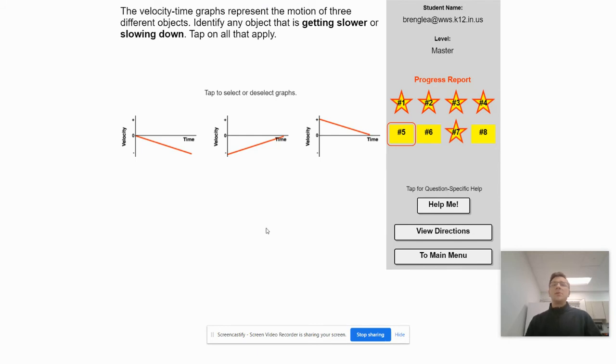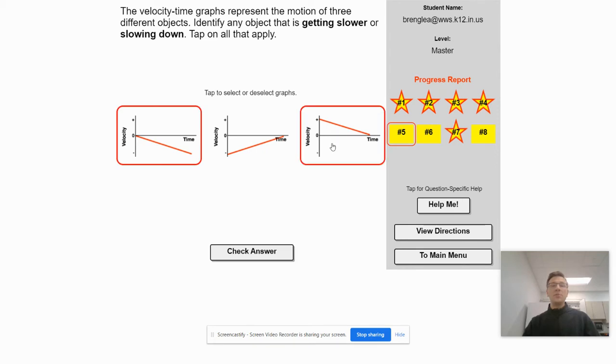Okay, this one says identify any object that is getting slower or slowing down. So for this one, what we're looking for is that the object starts with some non-zero velocity and then ends at 0 velocity. A lot of people, misconception-wise, will just look at the shape of the graph and pick these two because they have negative slopes, and people just assume that means slowing down. The one on the left here is incorrect because the object starts at zero velocity, 0 meters per second, and then it increases its velocity just moving in the negative direction. So this one is wrong.